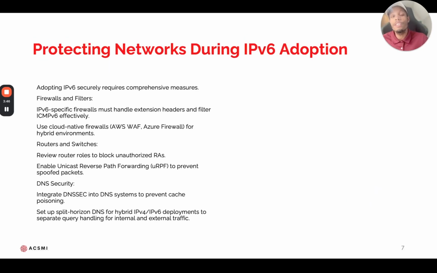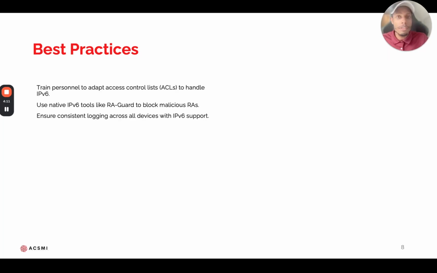So you want to be able to protect your network during the adoption of IPv6, which again, you're just taking into account that there are more addresses that can be utilized, integrating DNSSEC, and understanding the routers and the switches and how they play their role, and reviewing the router roles within the router itself to block unauthorized advertisements that are basically saying, hey, I'm this router, and it's really not. So some best practices: training your personnel to identify these use cases that we talked about, adapting an ACL to handle IPv6 traffic, and then using native tools like RA Guard.